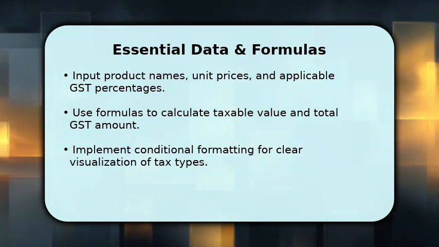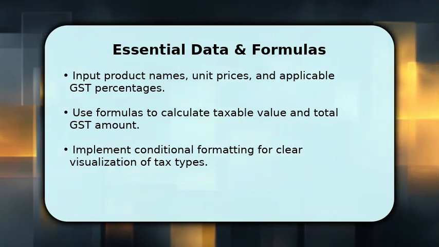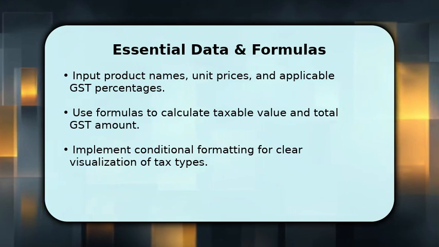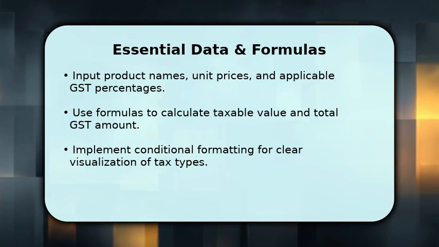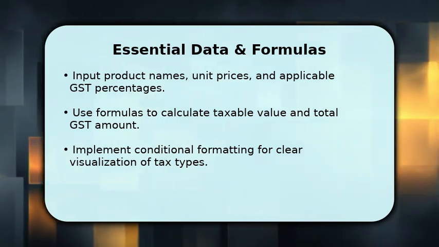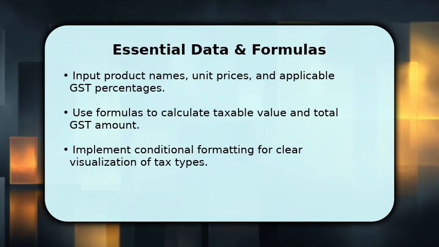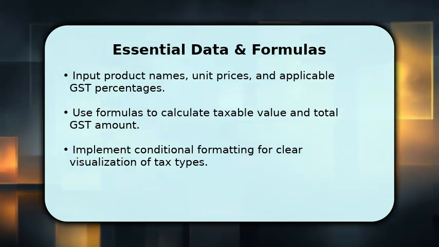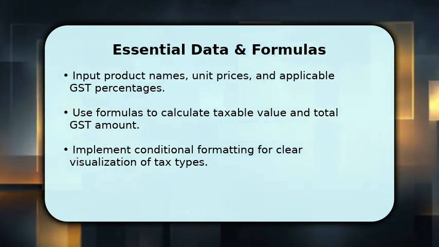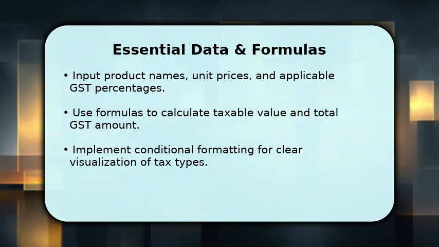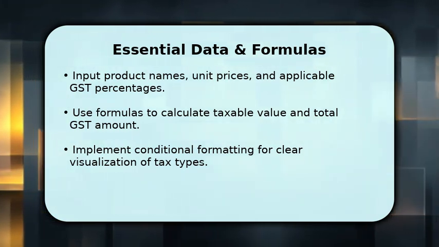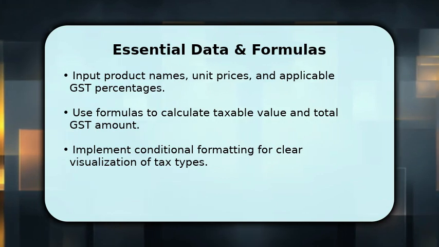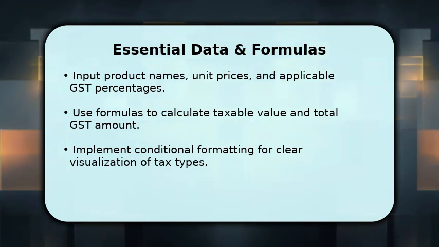Next, populate your sheet with product data, including unit prices and their respective GST percentages, such as 5%, 12%, or 18%. Apply formulas to calculate the taxable value by multiplying quantity by unit price. Then, calculate the GST amount for each item and sum these to get the total GST payable. This ensures every tax component is correctly accounted for.